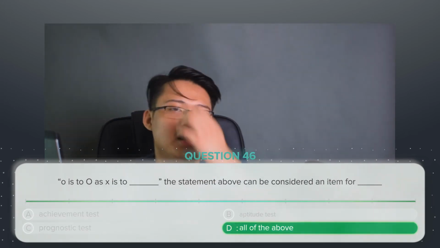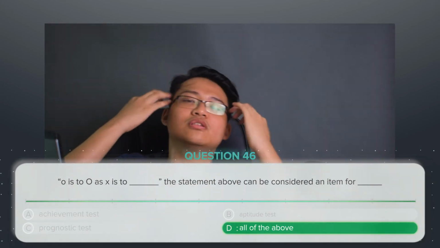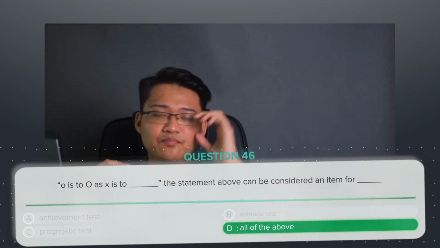All of the above. Again, yung aptitude and prognostic, they are the same. However, dito kasi sa number 46 as compared dun sa number 45, wala tayong context kung saan ginamit yung item. Like, what if you took a course on verbal analogy? This is an example of a verbal analogy item. Right? So, kung tinetest yung achievement mo or accomplishment mo or yung natutunan mo sa course sa verbal analogy, it could be an achievement test.